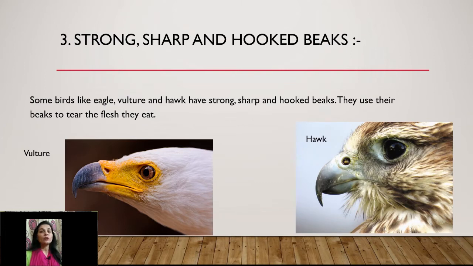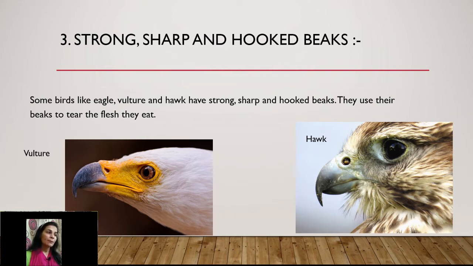Strong, sharp and hooked beaks. Some birds like eagles and vulture, hawk, they have strong, sharp and hooked beaks. They use their beaks to tear the flesh they eat.